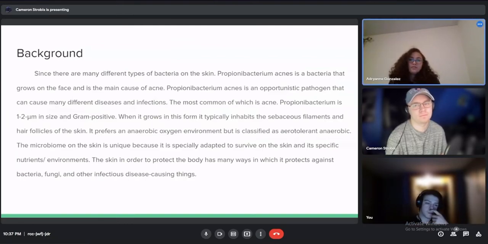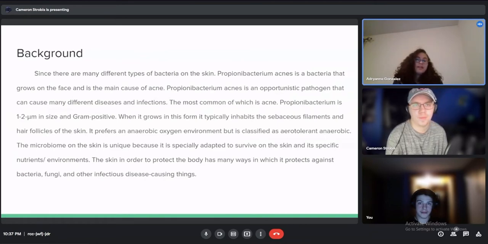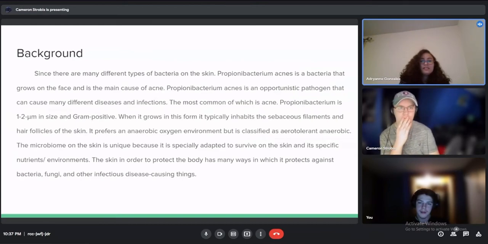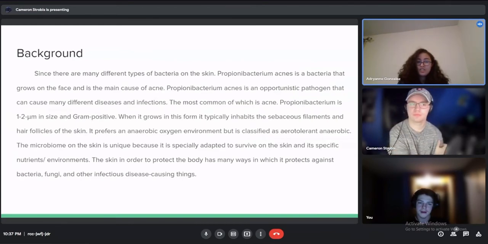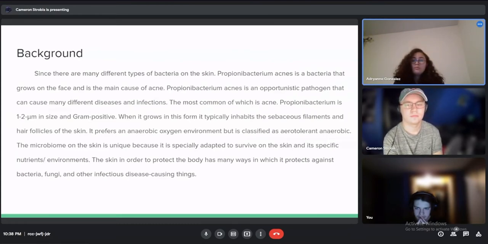So, the basis of our research was looking into propionic bacterium, which is one of the main causes of inflammation for acne. This is an opportunistic pathogen which can sometimes just be dormant and sometimes can cause diseases. It is 1 to 2 micrometers in size and is gram positive. It typically goes into sebaceous filaments or hair follicles onto the skin and grows in anaerobic environments.